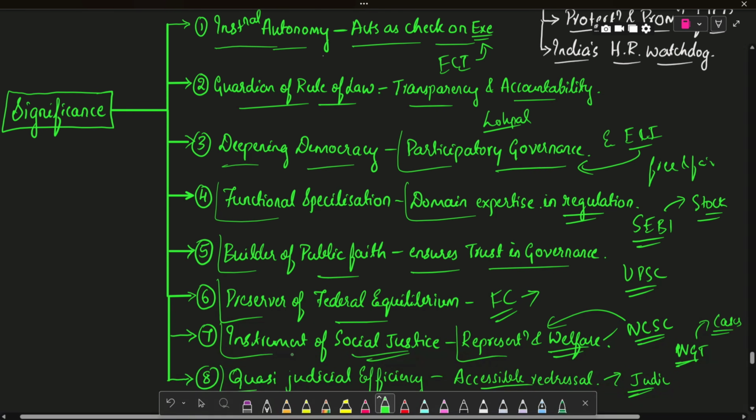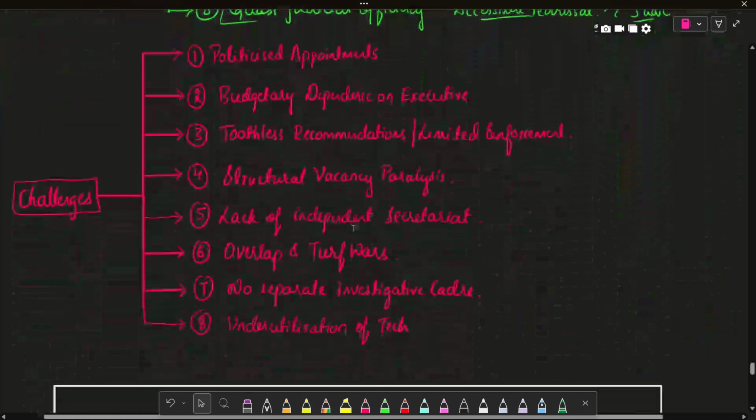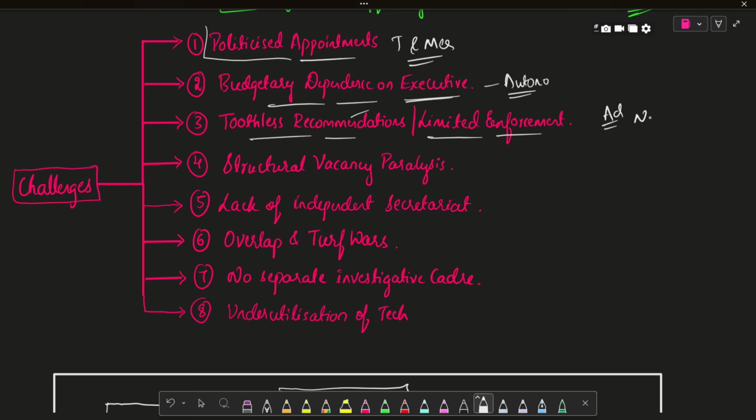Now we'll see what are the challenges of these bodies. First one is politicized appointments, lacking transparency and meritocracy; budgetary dependence on the executive, which curbs the autonomy; toothless recommendations or limited enforcement, where recommendations are only advisory in nature, not binding; structural vacancy paralysis, which leads to delays in appointments.